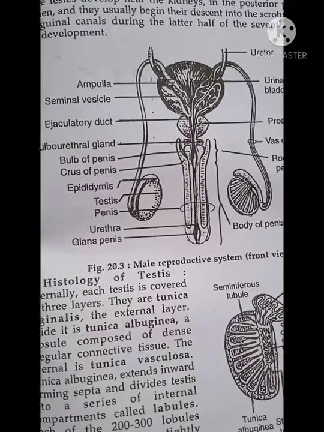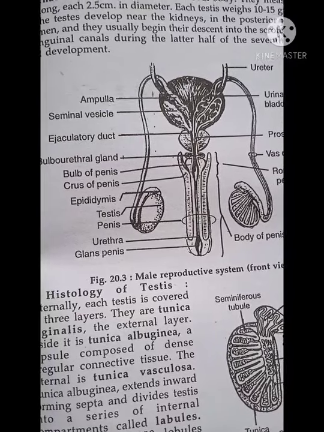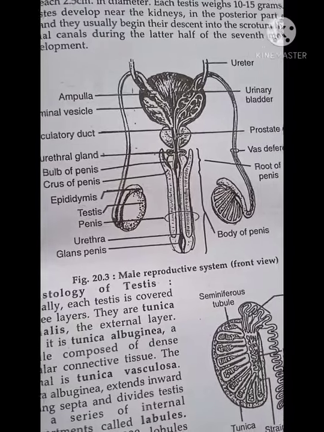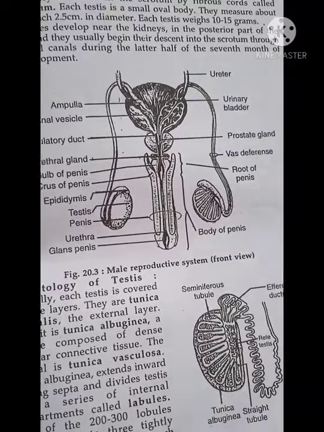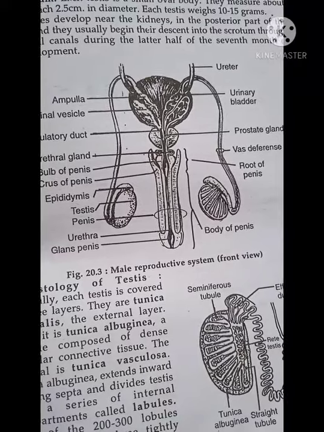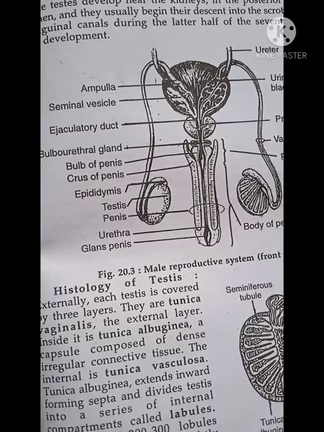They secrete a viscous alkaline yellowish fluid rich with fructose, and it keeps sperms healthy, alive, and it serves as a vehicle for transport of the sperms.